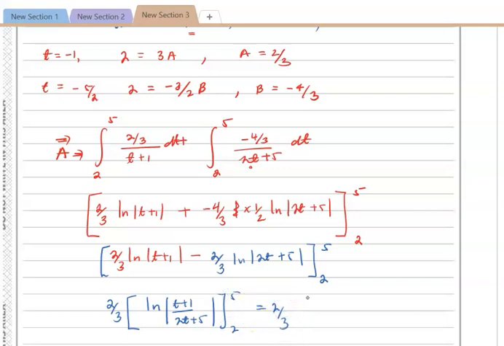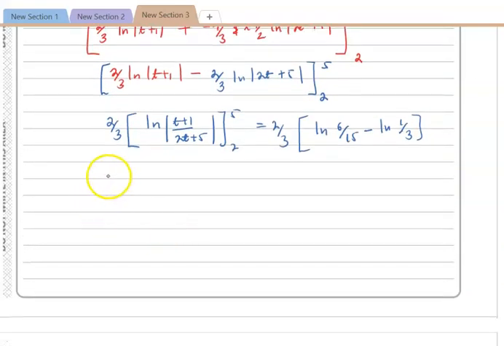Now you substitute in your values. So I have natural log of 6 over, putting in 5, this is 10, 6 over 15. Minus natural log, when you substitute in 2, you have 3 on top, and then down here you have 9. This will be 1 over 3, like that.